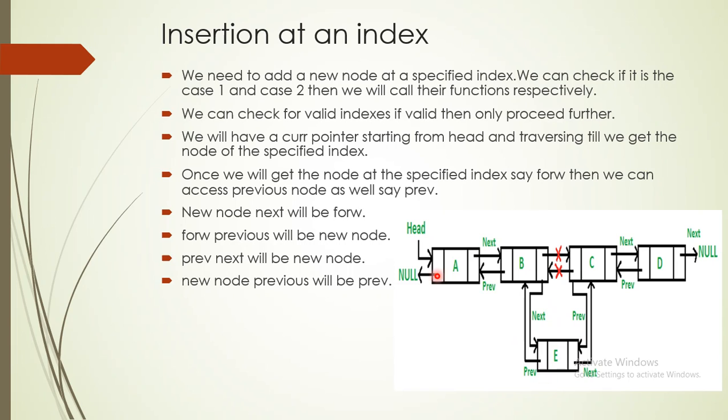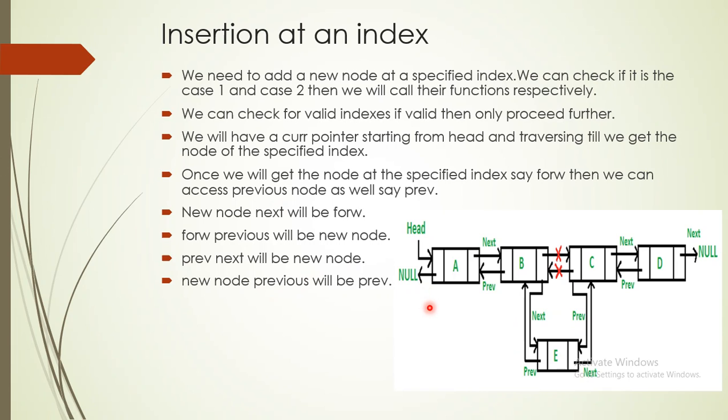Okay, so I will traverse till I get the node of the specified index. Like if I have given the index 2, then I will be traversing till I get this node, the second index node. Suppose a pointer forward is pointing to C, and I need to add E between B and C. So I need to break these two links and attach these links like this. Let us see how it will be done.